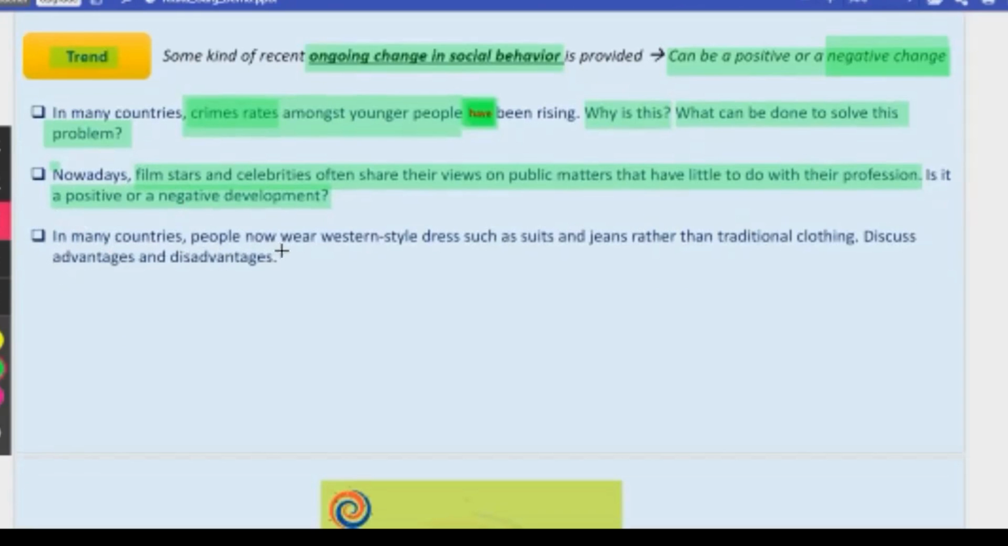In many countries, people now wear Western style dress such as suits and jeans rather than traditional clothing. Okay, so now focus. What is the topic or trend here? Like, people are switching to suits and jeans, Western style dresses, rather than their own traditional clothing. Discuss advantages and disadvantages. Focus on this, and they do not want to know your opinion. They wanted to list down both.